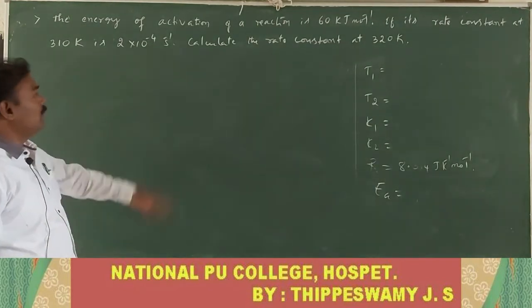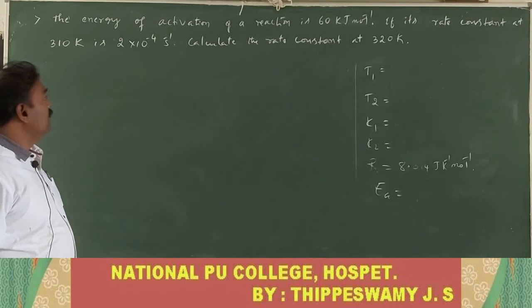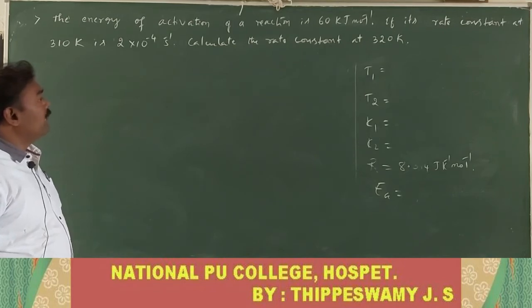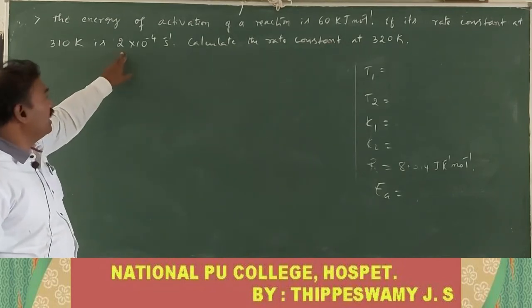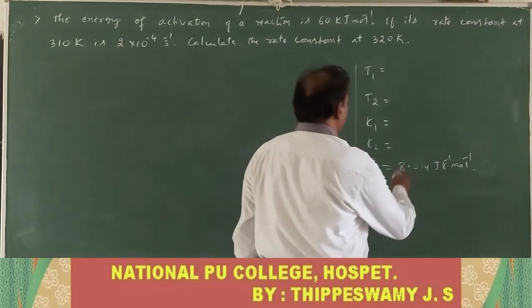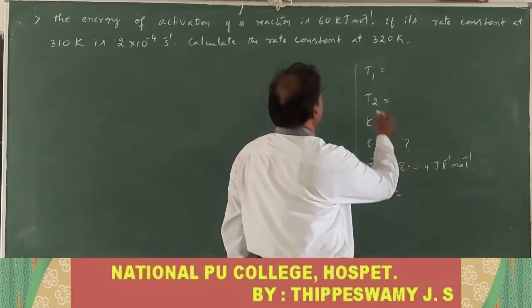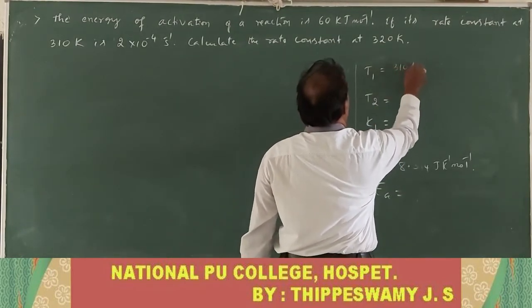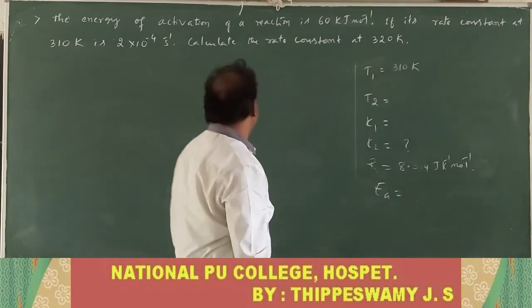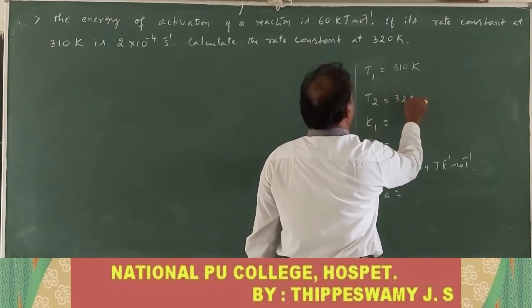Can you tell me what you have to find? Rate constant at 320 Kelvin. Rate constant at 310 is given and rate constant at 320 is not given, so you have to find K2. What is the value of T1? T1 is 310 Kelvin, given in the Kelvin scale. And what is the value of T2? That is 320 Kelvin, given.